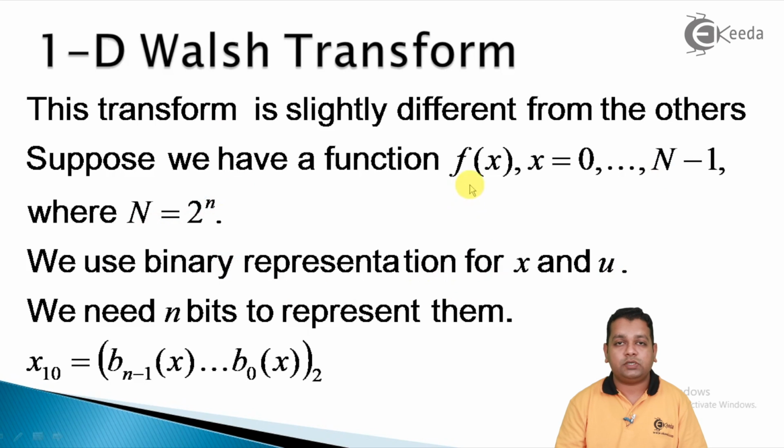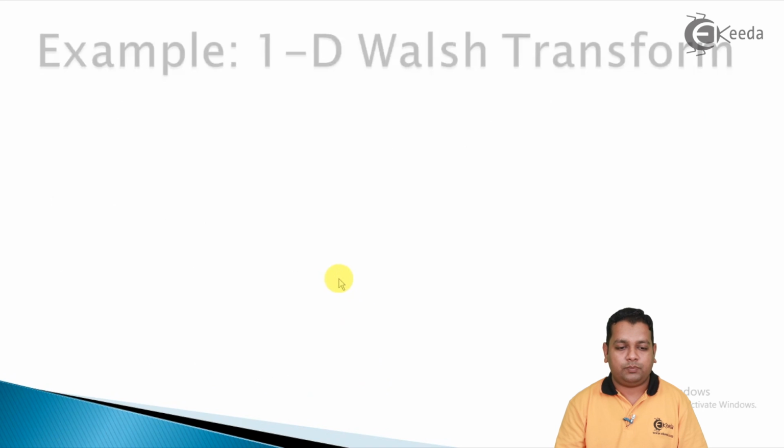So x for the spatial domain representation here. We need n bits to represent them, and we can represent x in base 10 as, in the bracket, b n minus 1 of x to b0 of x. Here the base is 2 for the binary representation.